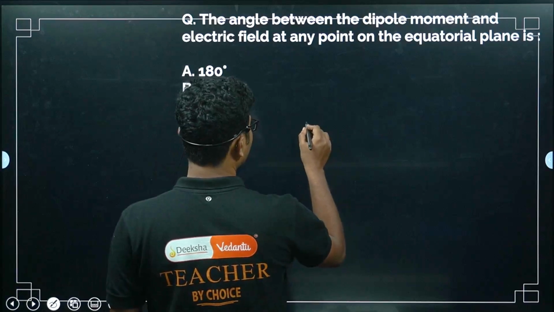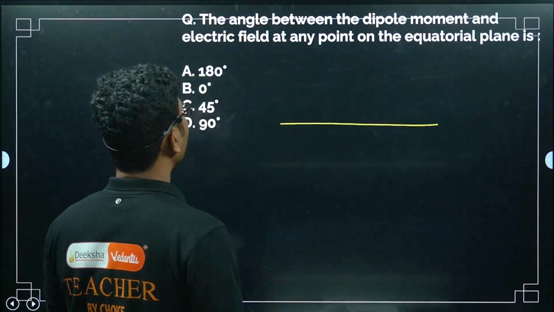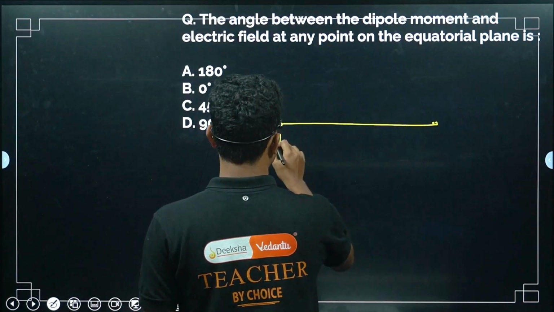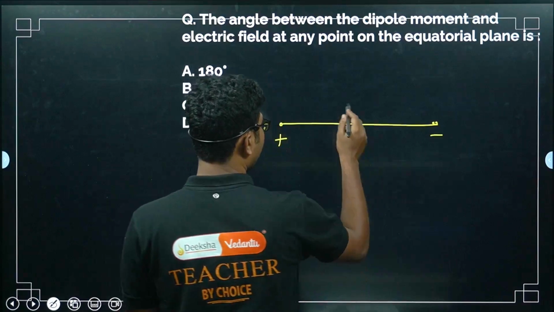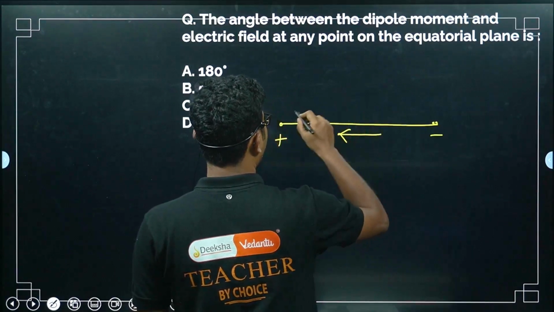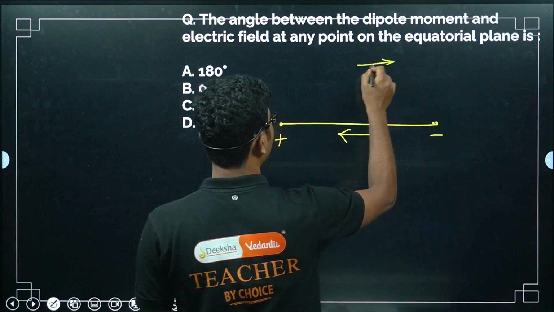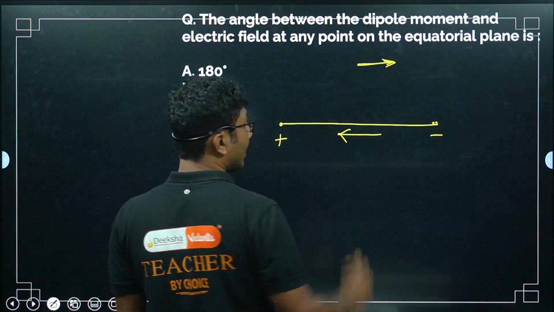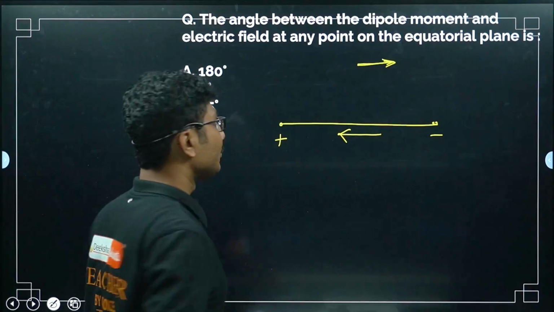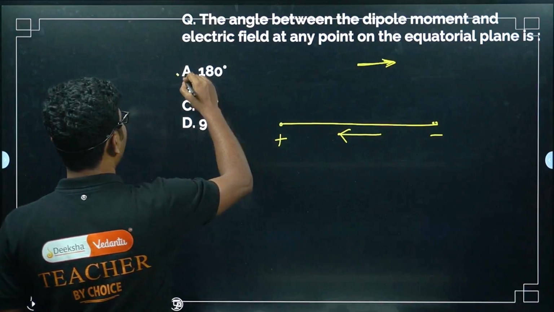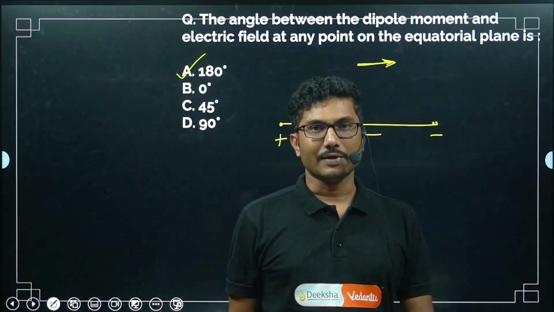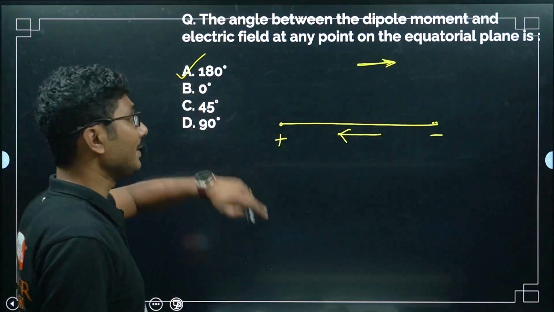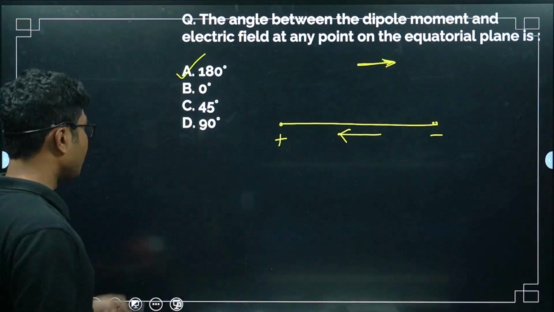Okay, so the angle between the dipole moment and the electric field. Suppose this is plus, this is minus. The dipole moment is from negative to positive, whereas the electric field will be in this direction. If you remember, the electric field is from positive to negative. That's why in the final expression we get a negative sign. A negative sign means the angle is basically 180 degrees. Sorry, the electric field is from positive to negative, and the dipole moment is from negative to positive.